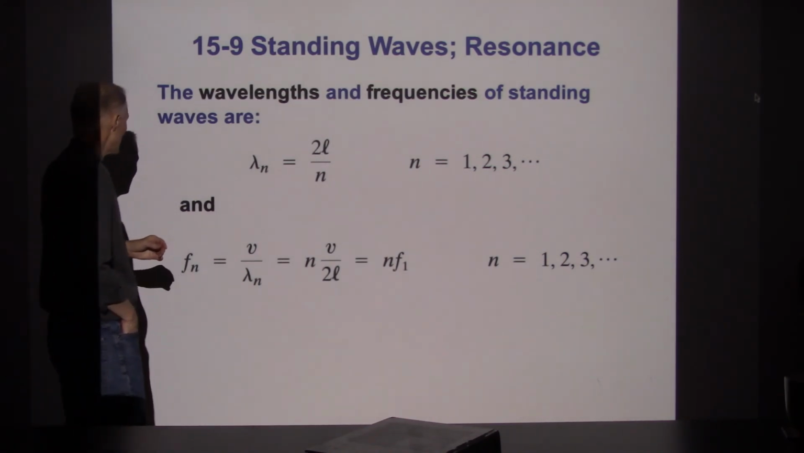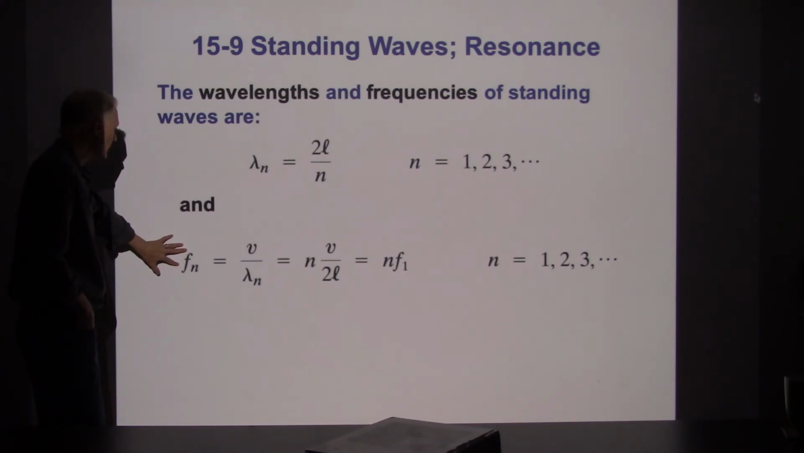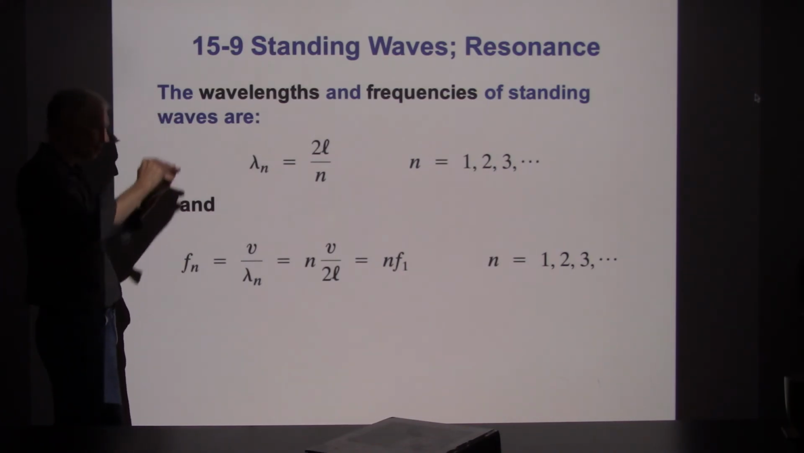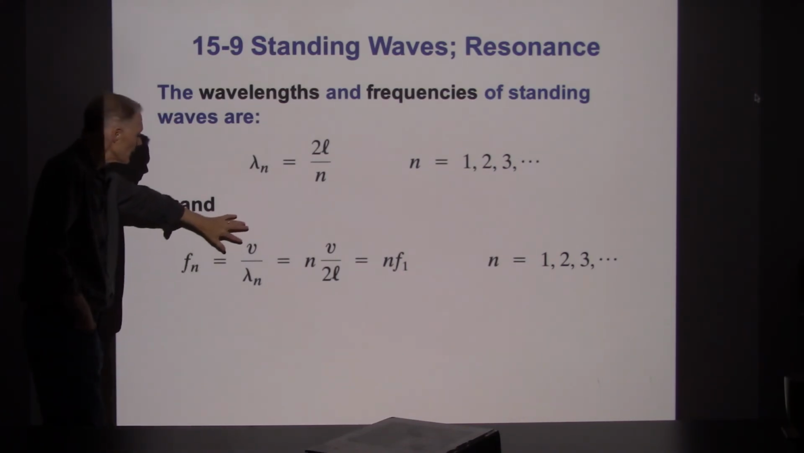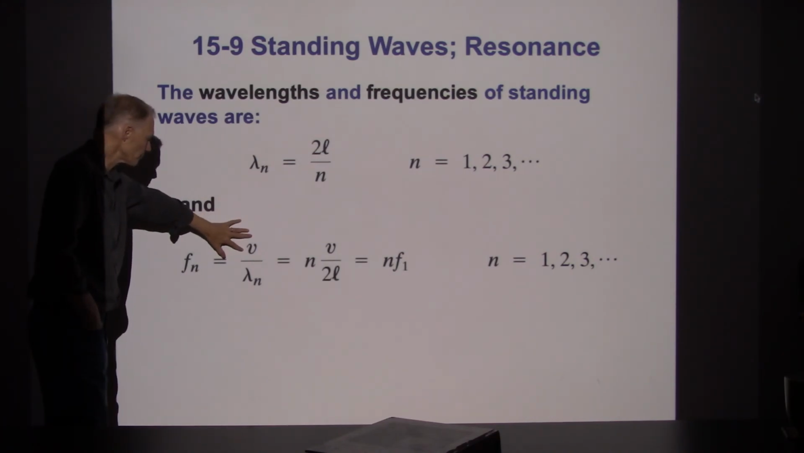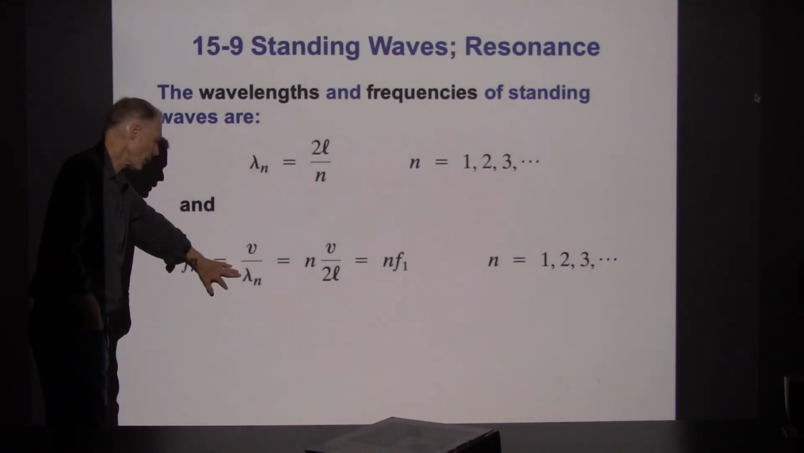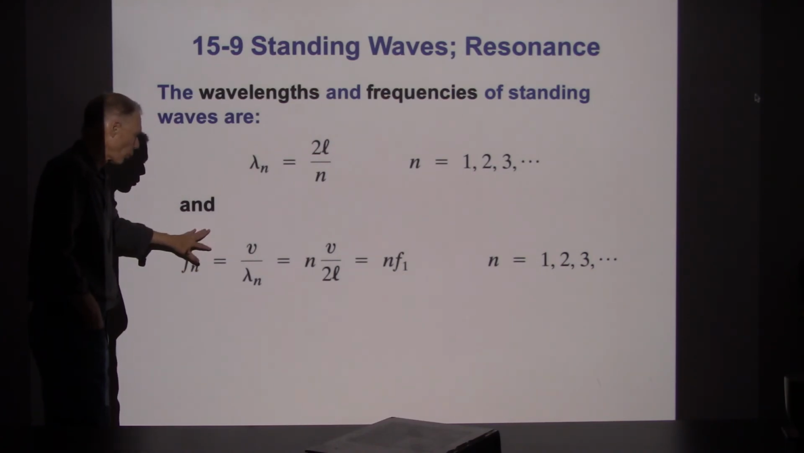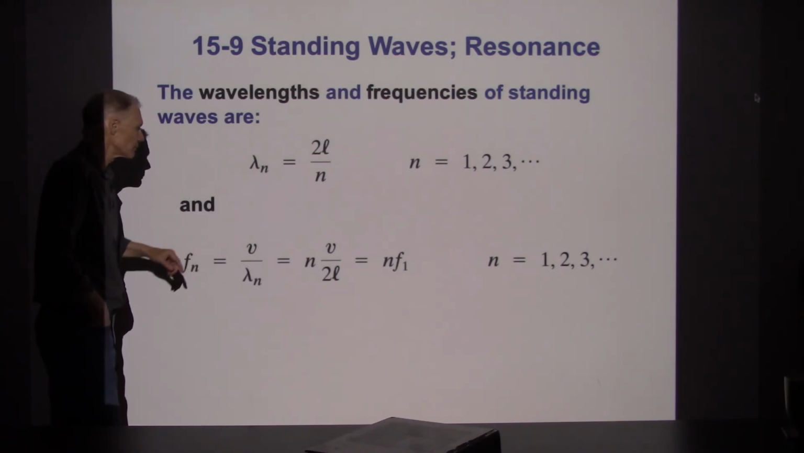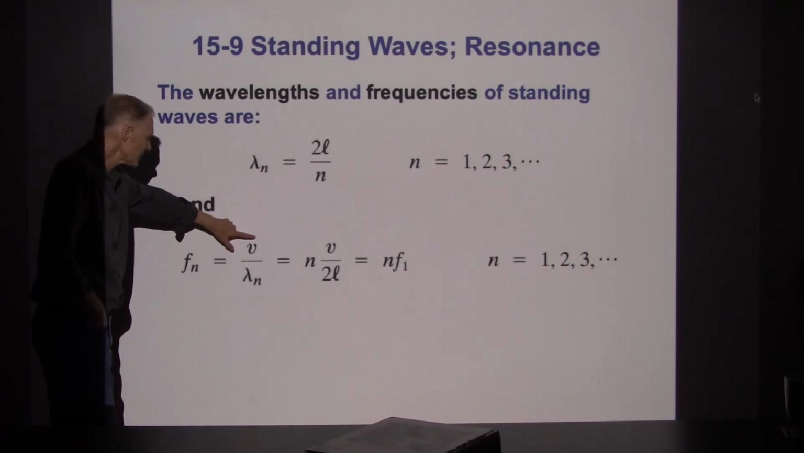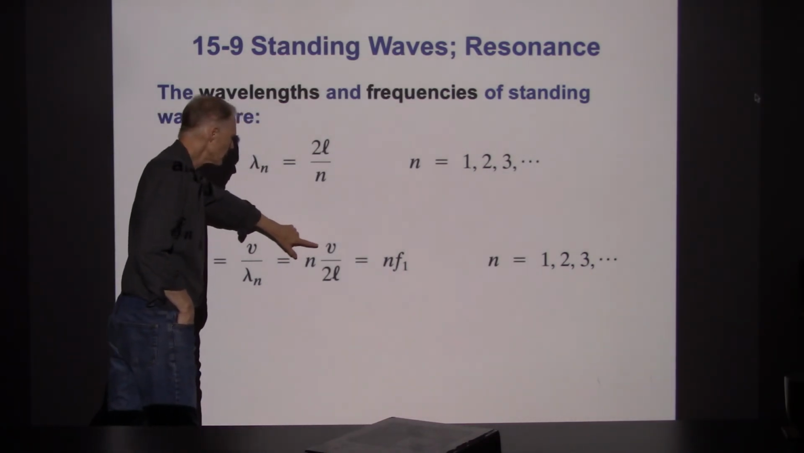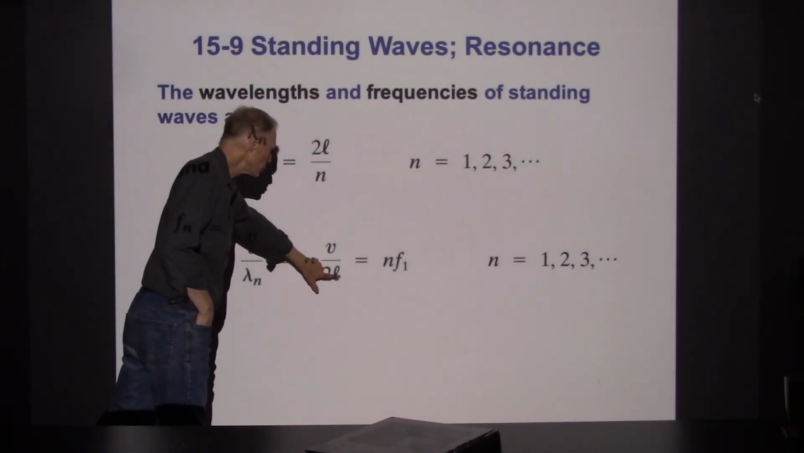Now the frequencies of these oscillations, the frequency at which they're oscillating back and forth, is given by the wave speed divided through by the wavelength. That's a formula we've used before. And that means, substituting some stuff in here, that is going to be the wave speed times n over 2L.